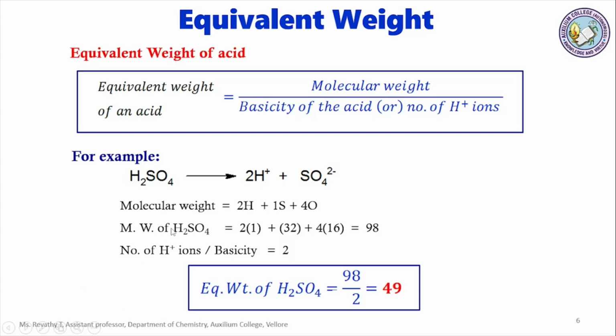Now, let's take the example of sulfuric acid. Here, the molecular weight of sulfuric acid is 98, which is determined by the addition of atomic weight of individual atom present in the compound. Here, the number of replaceable H plus ions is 2. Hence, equivalent weight of sulfuric acid is equal to molecular weight 98 divided by basicity of the acid or the number of H plus ion, which is equal to 2. Hence, the equivalent weight of sulfuric acid is calculated to be 49.